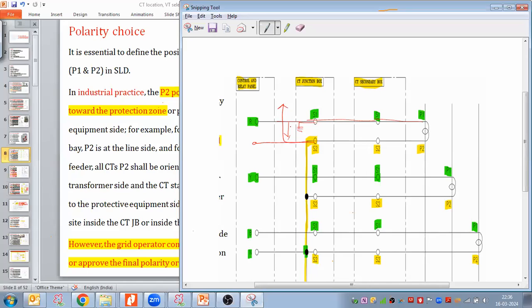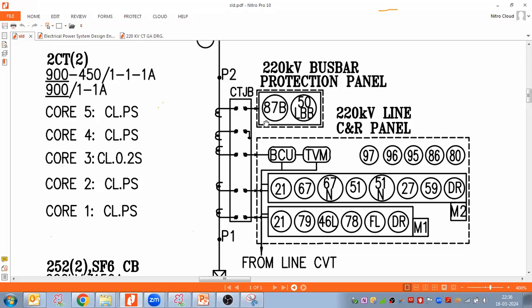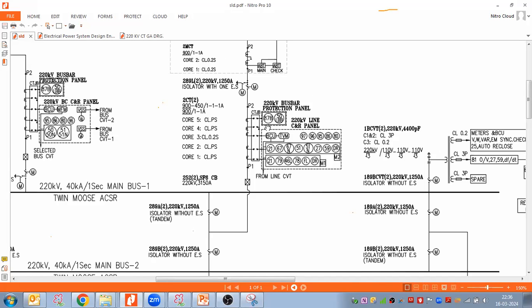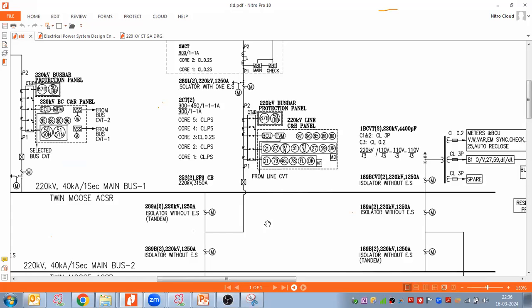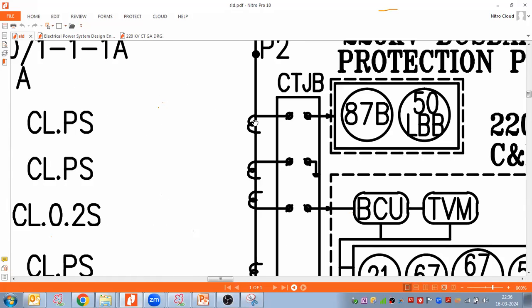Correct now? Correct. So make sure when you are making the single line diagram, you take S1 here, S1 here, S1 here, but for the bus bar, since you are looking in reverse, towards the bus side, for core 4 and core 5, take S2. This core, not this one.